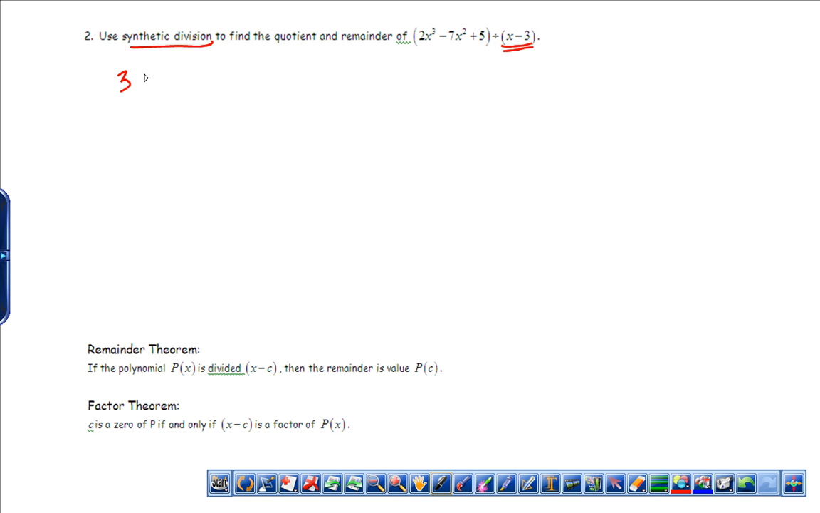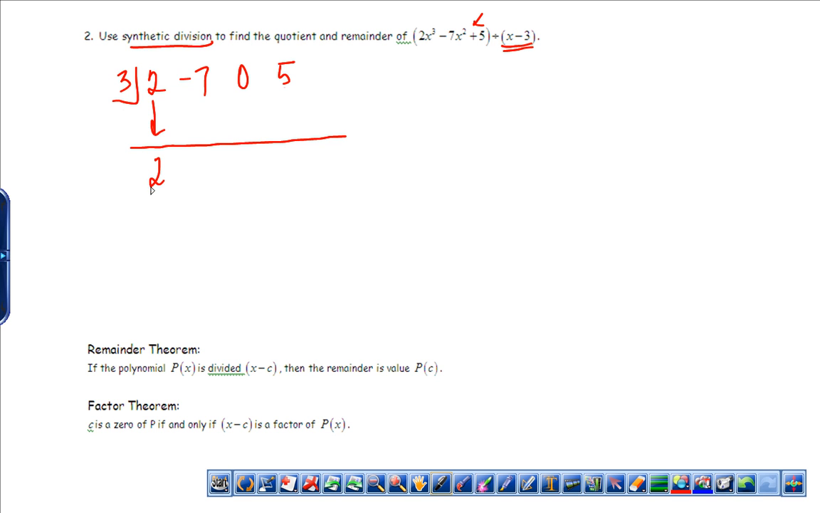So here's my 3. I'm going to take a 2. I'm going to take a negative 7. I don't have a 1 there filling in, so I'm going to put a 0 to placehold it, and then I've got a 5. Okay, for synthetic division, you bring down your 2.